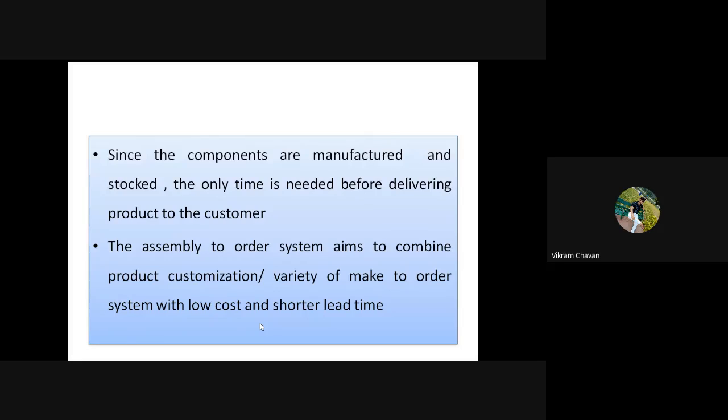Where the order is received from the customer by the manufacturer, and then the work on that particular order begins. But in this case, there are some standard products available at the manufacturer's end, and the manufacturer just does the assembly after receiving the order from the customer, and the shipment of that product happens. So it is a customization of the make to order system with low cost and shorter lead time.